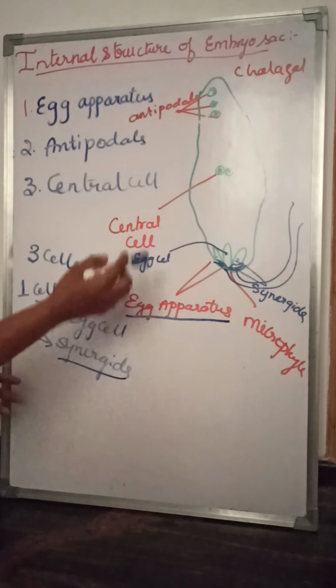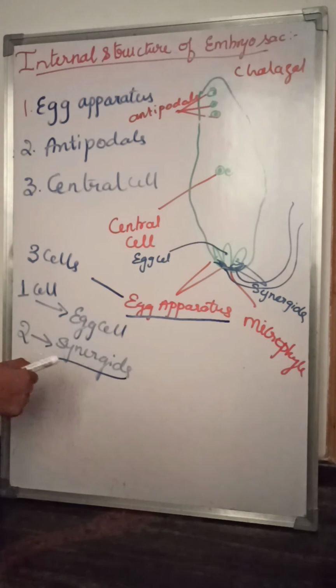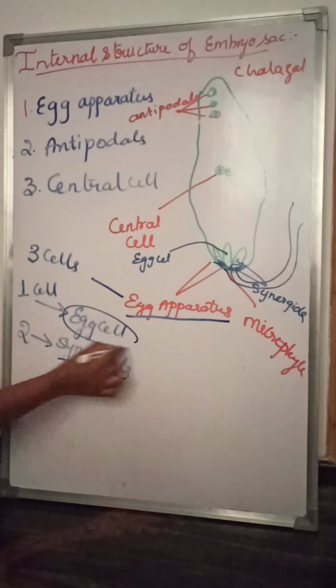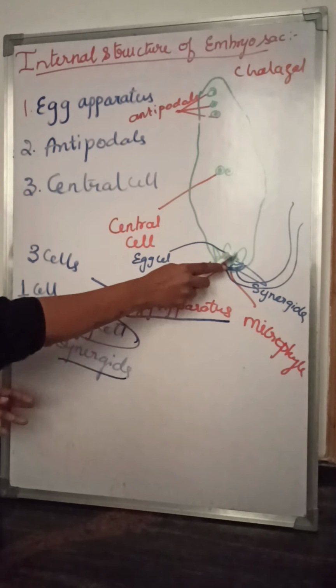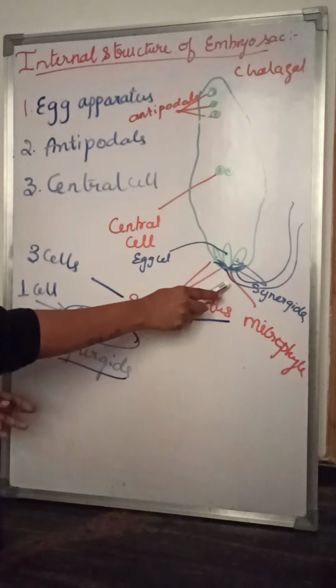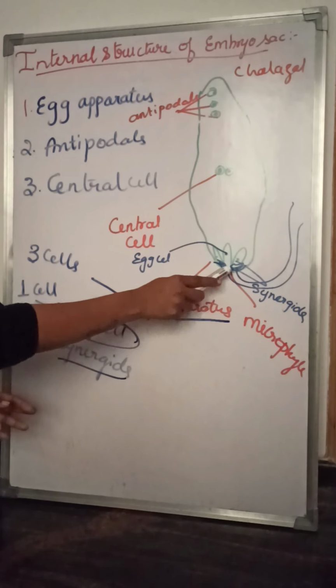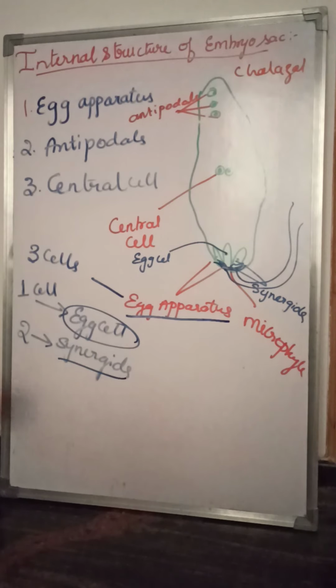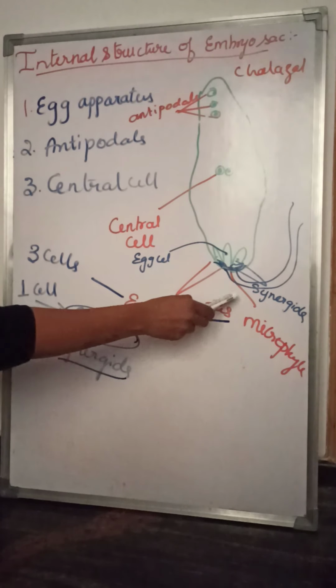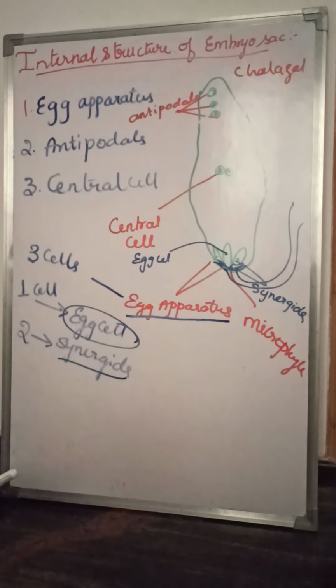And which is the female gamete here? The egg cell. The egg cell is nothing but the female gamete. So these egg apparatus are located towards the micropylar end. As I mentioned, this is the micropylar end.